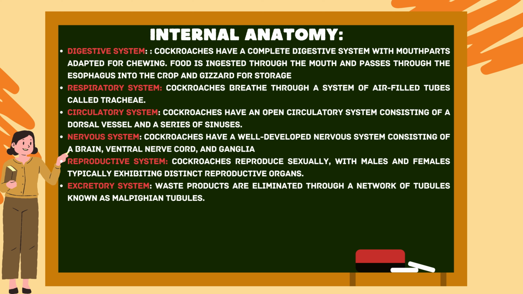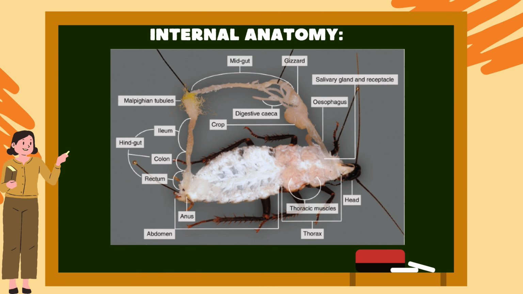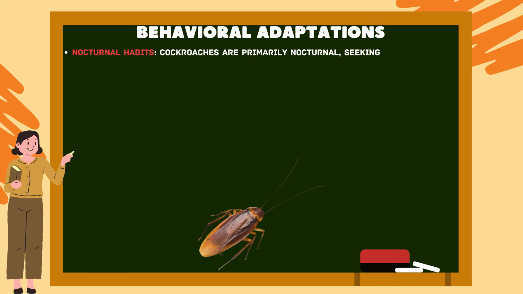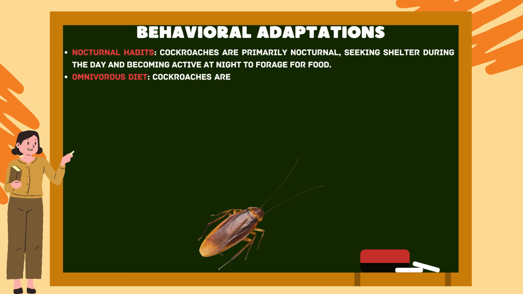Internal anatomy. Digestive system: cockroaches possess a complete digestive system. Food is chewed using mouth parts, travels through the esophagus into the crop for storage, and then moves to the gizzard, where it's broken down further. Respiratory system: they breathe through a network of air-filled tubes called tracheae, which deliver oxygen directly to tissues via openings known as spiracles. Circulatory system: cockroaches have an open circulatory system with a dorsal blood vessel and sinuses, circulating hemolymph, insect blood, throughout the body.